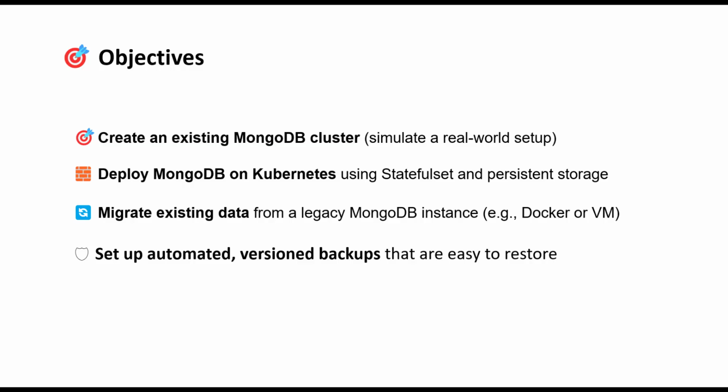At first, we need to simulate a real-world setup because we need to have a MongoDB cluster, and after that, we can migrate that to the Kubernetes cluster. After we prepare this MongoDB, we will deploy MongoDB on Kubernetes using a StatefulSet and persistent storage. After everything is ready, we will migrate existing data from the MongoDB instance to the Kubernetes cluster. And at the end, we will set up automated backup.